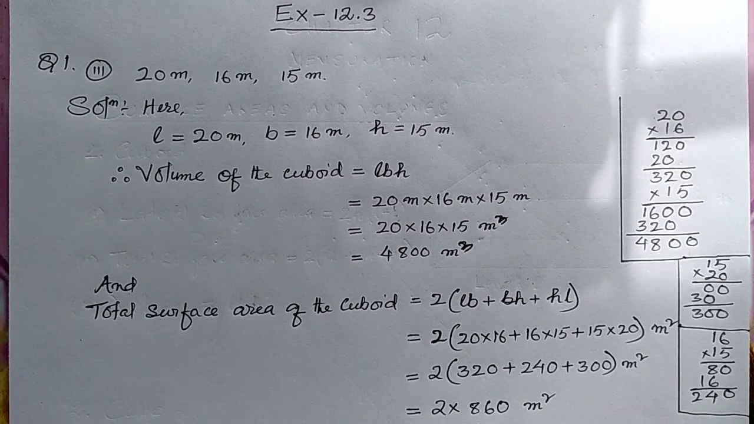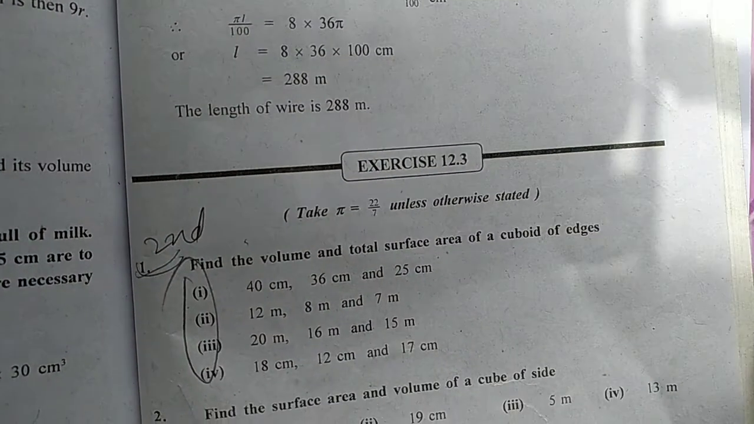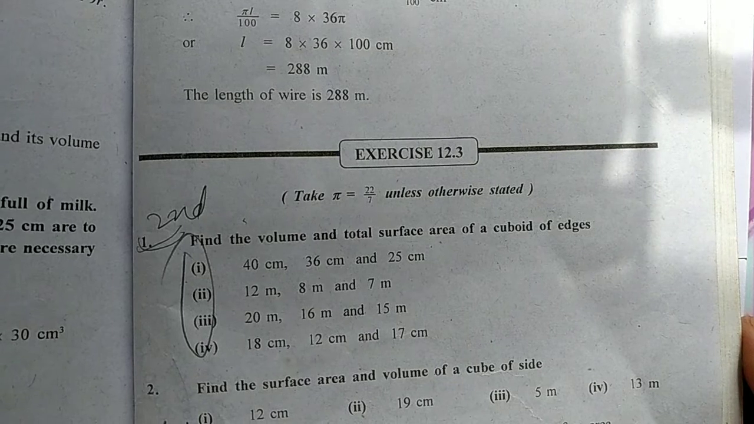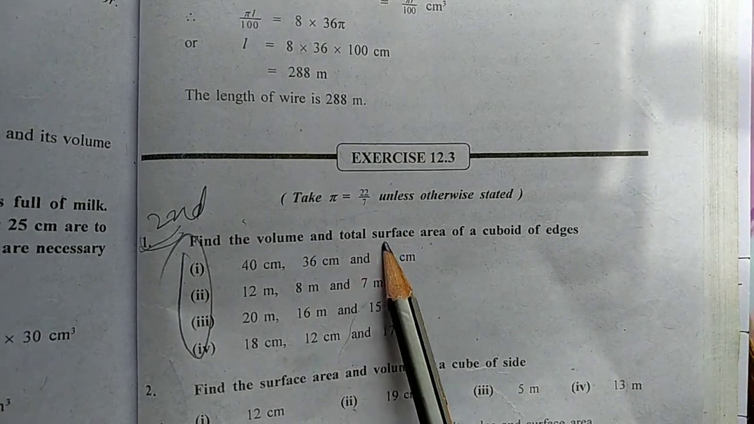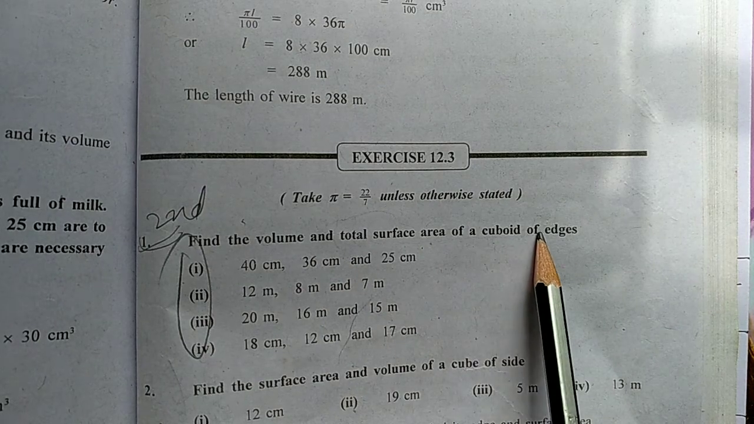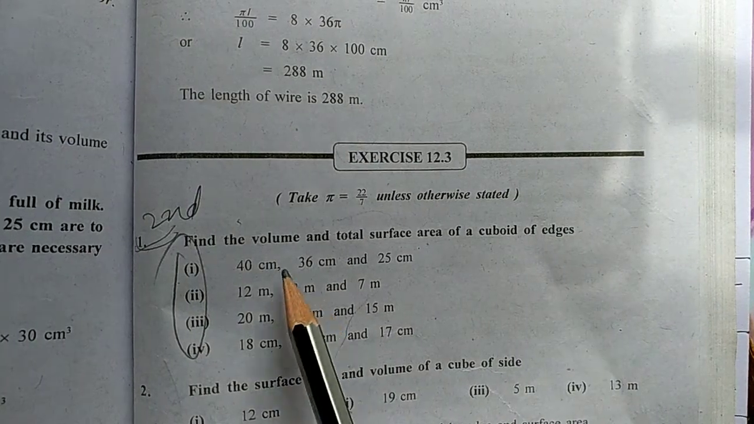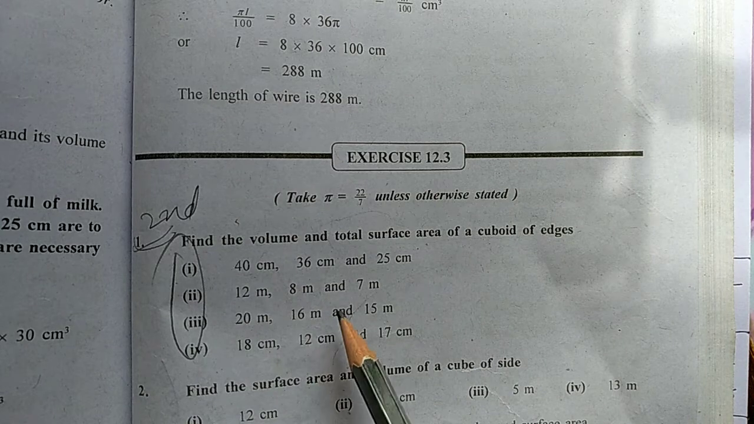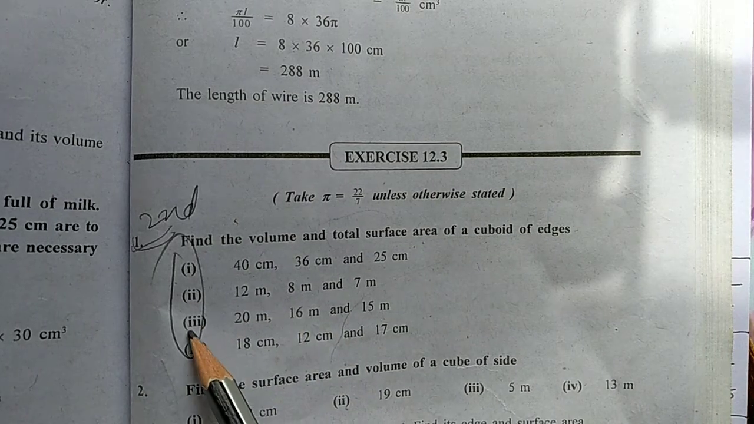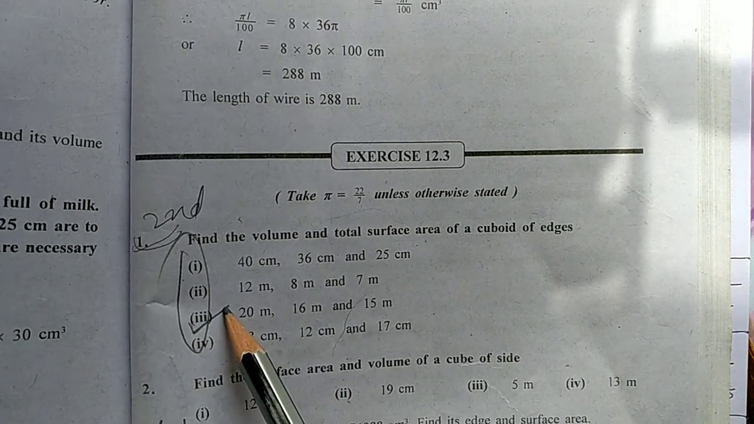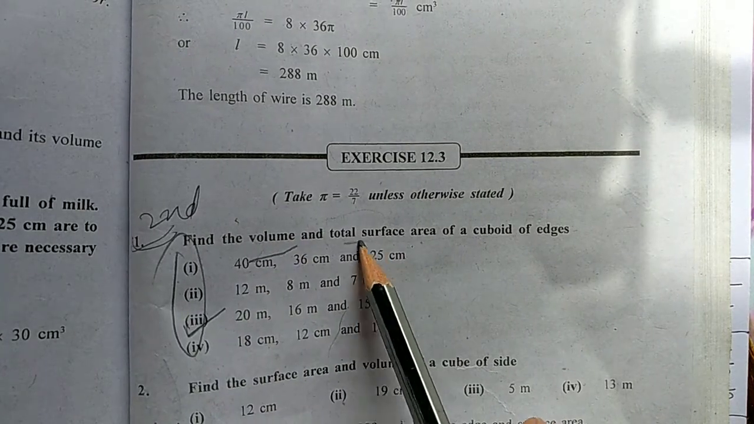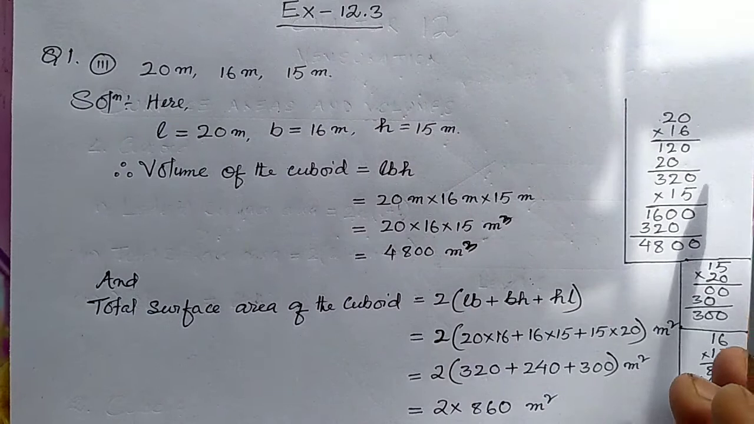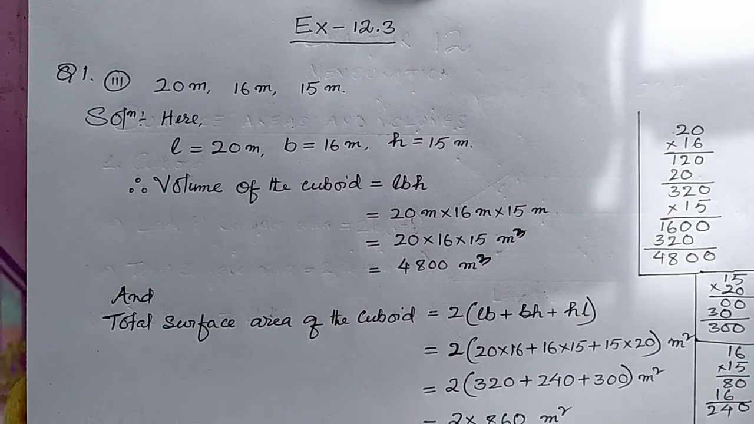Now look at the text. There is exercise 12.3, question number 1. Find the volume and total surface area of a cuboid of edges. Here Roman numbers 1, 2, 3, 4 are given. Now I pick Roman number 3. Let's do this. The question is to find volume and total surface area. So here is the solution.